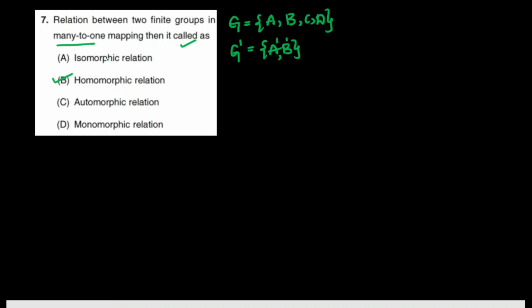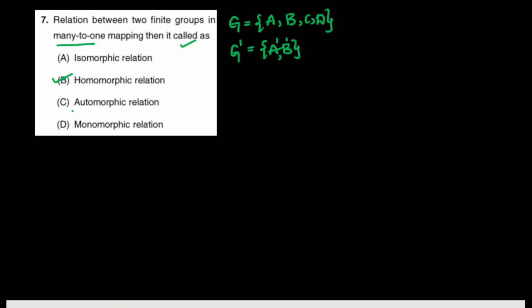What is isomorphic relation? Isomorphic relation is one to one mapping. Homomorphic relation is many to one mapping. Automorphic relation is one to one and onto mapping. And monomorphic relation is one to one, not necessarily onto. I hope everyone understood these definitions.